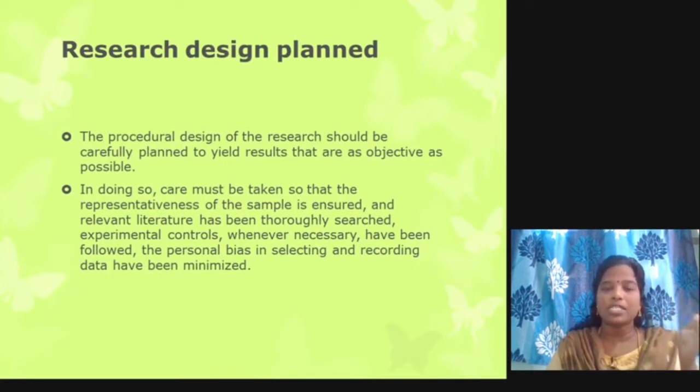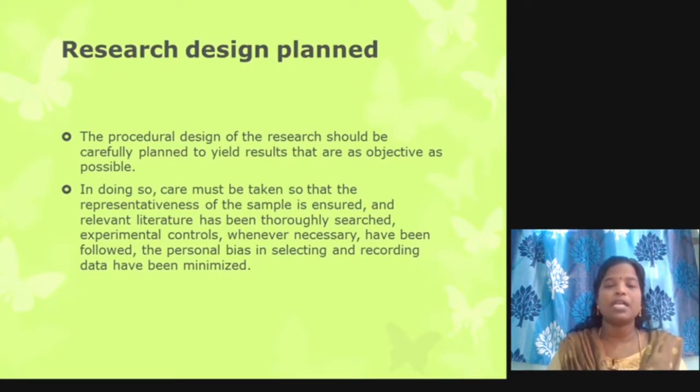In biological sciences, research design will be different. In social sciences, research design will be different. The procedural design of the research should be carefully planned to yield results that are as objective as possible. In doing so, care must be taken so that the representativeness of the sample is ensured and relevant literature has been thoroughly searched. Experimental controls, whenever necessary, have been followed.